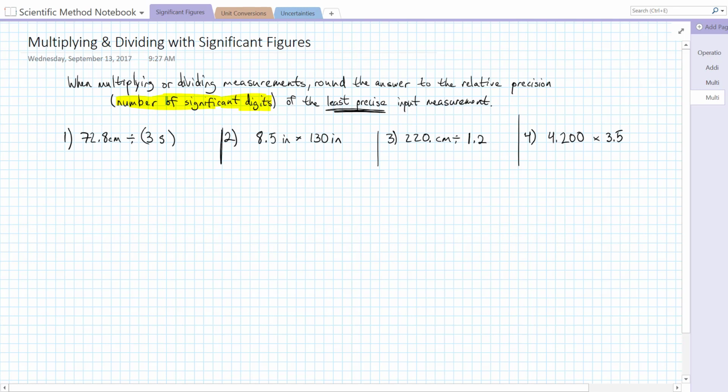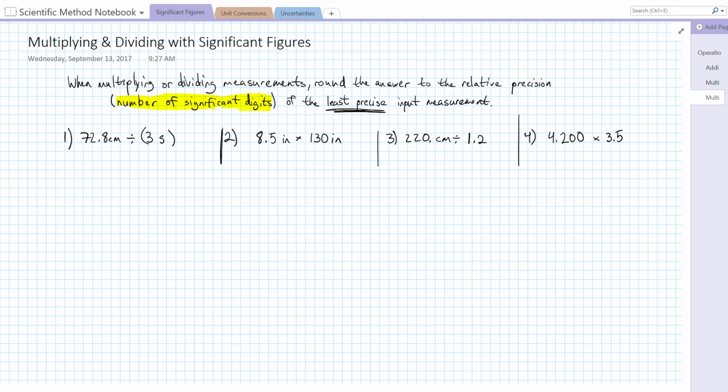So if one measurement has 4 sig figs, if another measurement has 2 sig figs, and we multiply them out, our final answer is going to have 2 significant digits, whichever number is smaller. This is in contrast to addition and subtraction, in which we find the absolute precision. So let's take a look at a few of these problems.